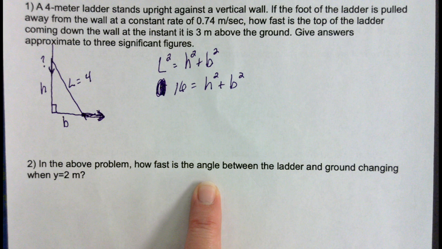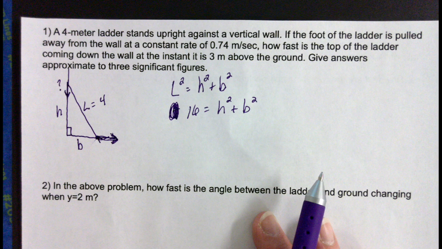Negative B squared equals H squared minus 16. You do not have to rearrange it, but you can. It's totally fine. And then you would take the derivative. The derivative of 16 is 0, so 0 equals 2H times dH over dt, very good, plus 2B times dB over dt.